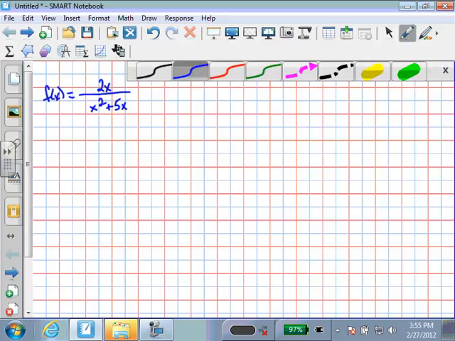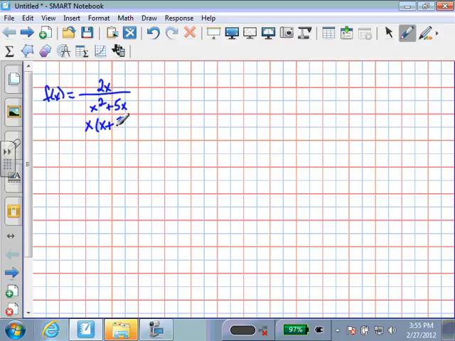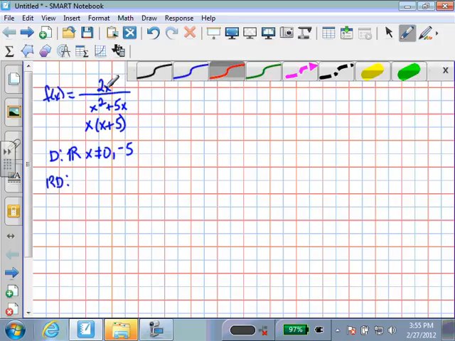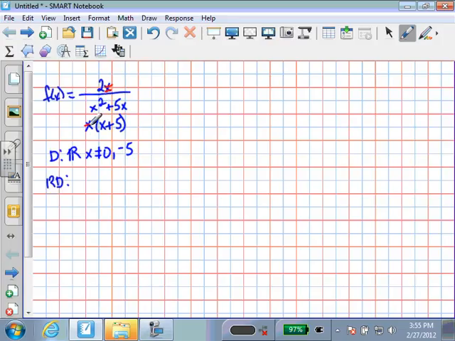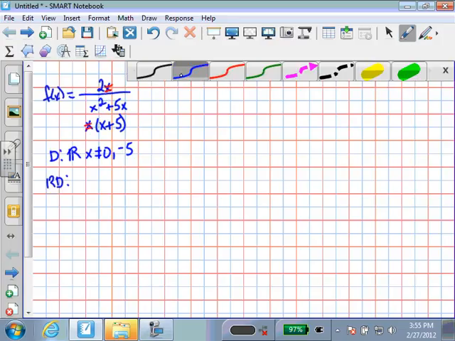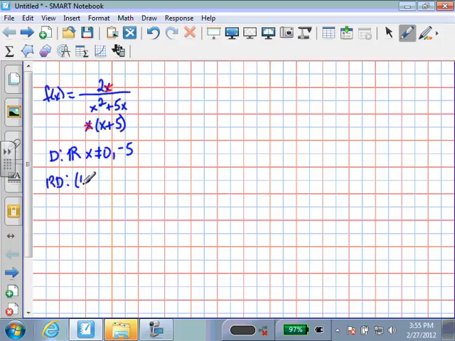So let's start with the domain, which would be all real numbers. X is not 0 or -5. Checking for a removable discontinuity, we can cancel the monomial x with the monomial x. So we have a removable discontinuity at 0, and we plug that into our simplified version, 2 over x plus 5, and get 2/5.